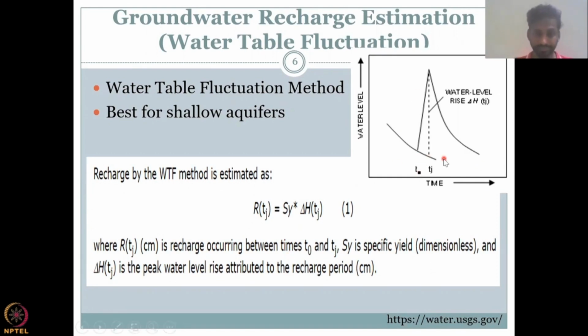So you have the time T0 and TJ, and the peak water level rise attributed to the change point. So from here, the peak level is TJ. Okay, at TJ, the peak level is HJ. We call it del HJ. Okay, so that difference in the head from T0 to TJ is called del H.